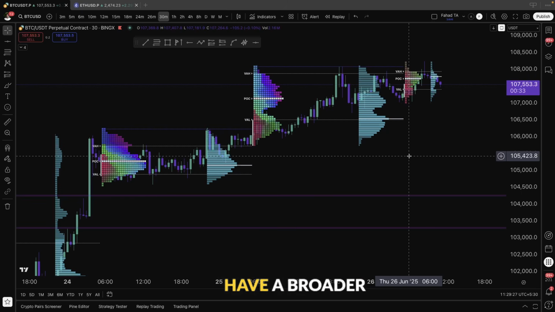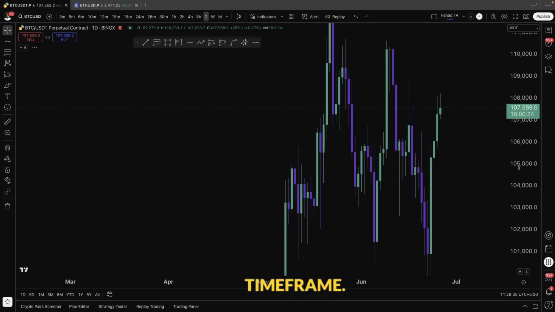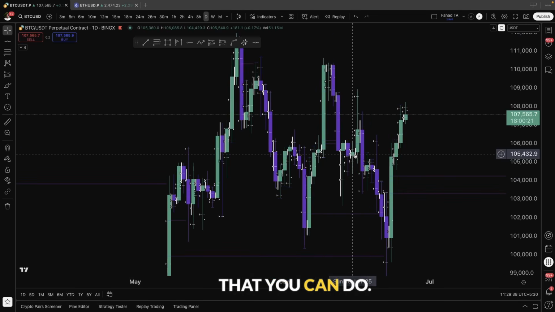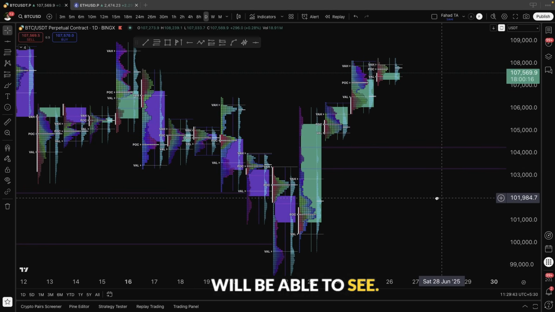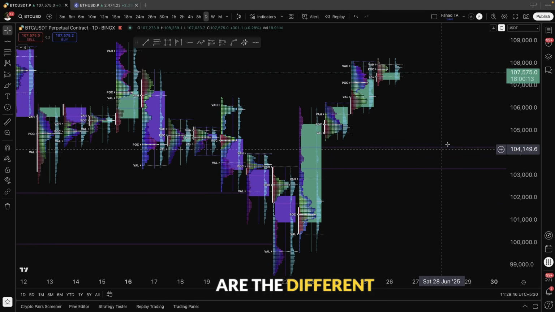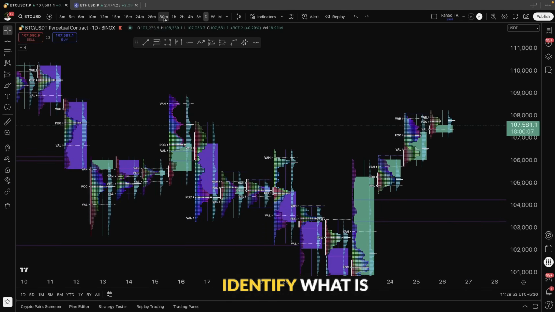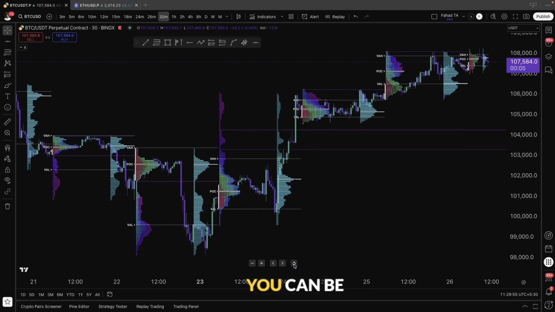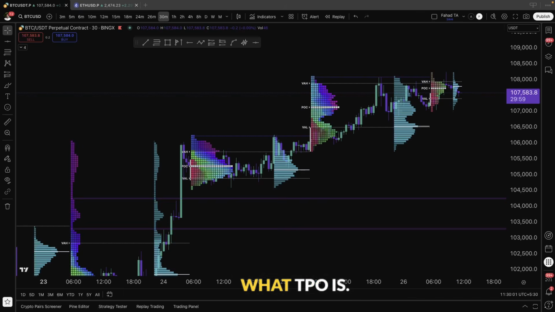Now, usually, if you want a broader overview, a macro time frame analysis, you would want to look at TPO on the daily time frame. Obviously, you'll have to zoom in a little bit, and then you will be able to see the different kinds of profiles that you might get in the market. Then you can identify your bias and in which direction you can plan to get into your trades. So that is how it goes. Now we have learned what TPO is, what the benefits are, and what the patterns of TPO are.